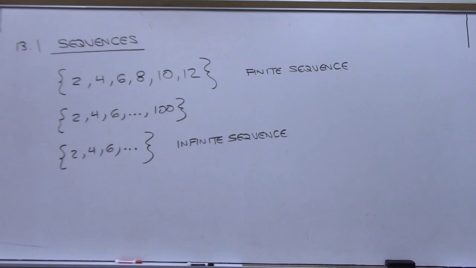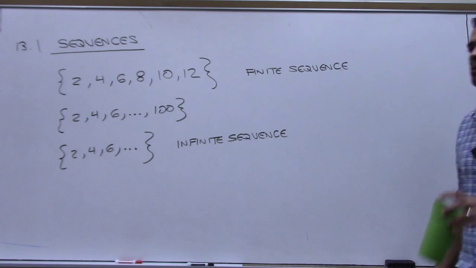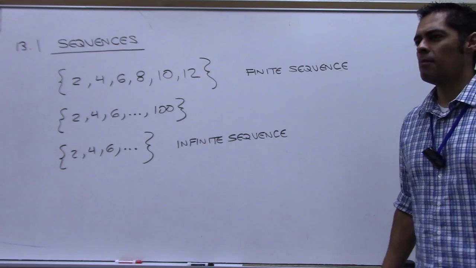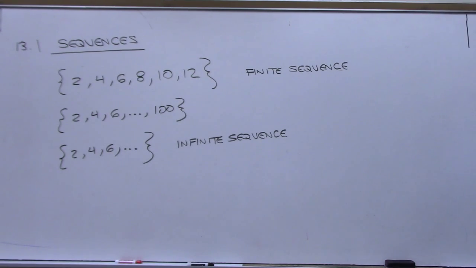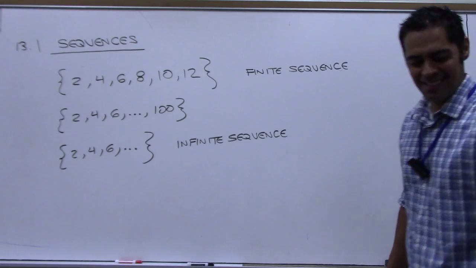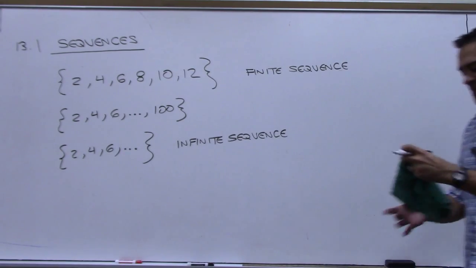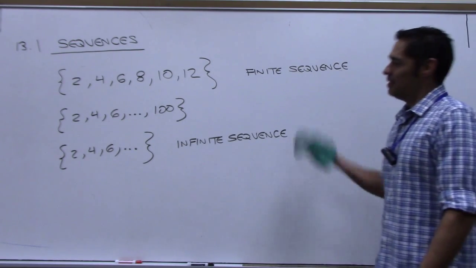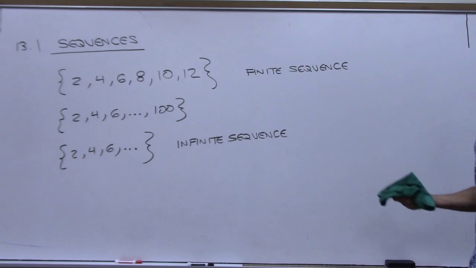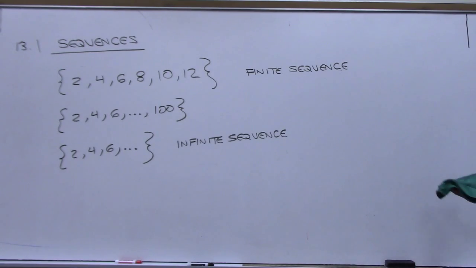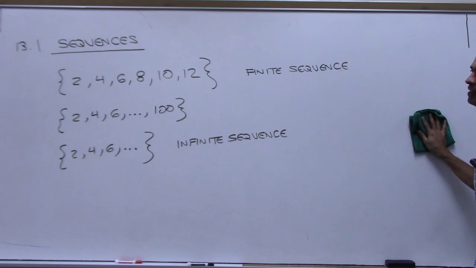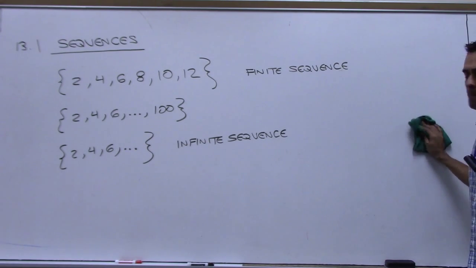Why do we say those two words so differently? How do you say them so different? Finite and infinite. All right, I'm not going to get into that part of it. Infinite and finite sequences.